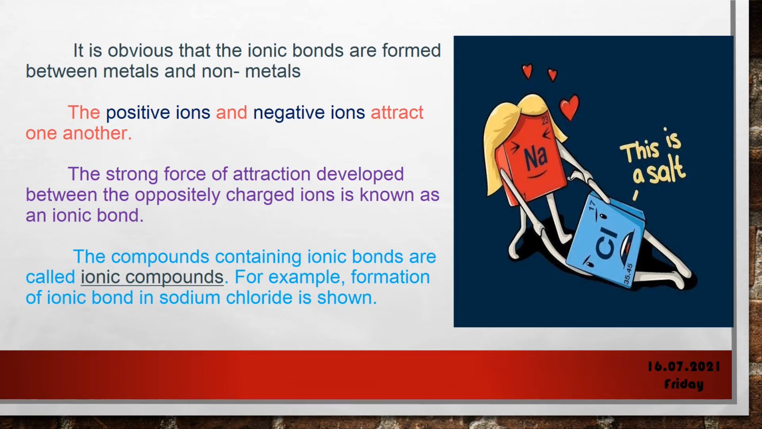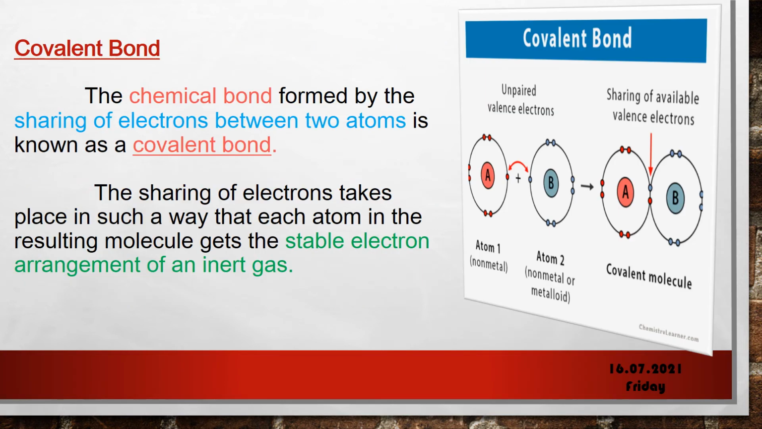What is meant by an ionic compound? The compounds containing ionic bonds. Any compound containing ionic bonds is called an ionic compound. For example, the formation of an ionic bond is in sodium chloride. This we call an ionic bond.